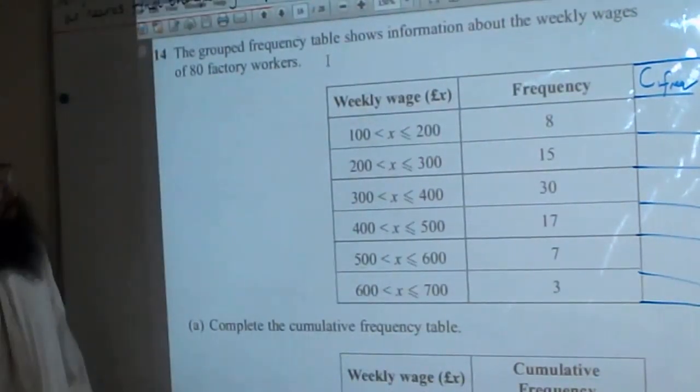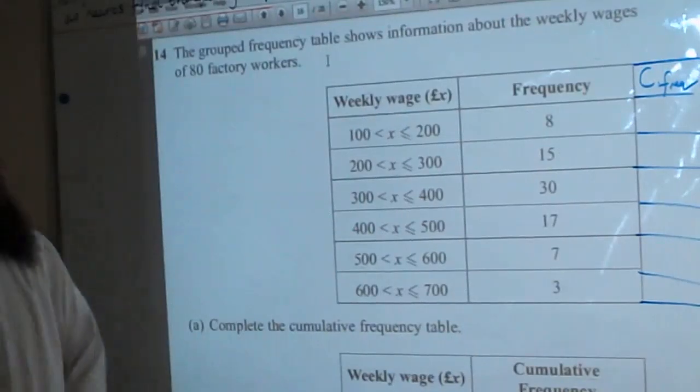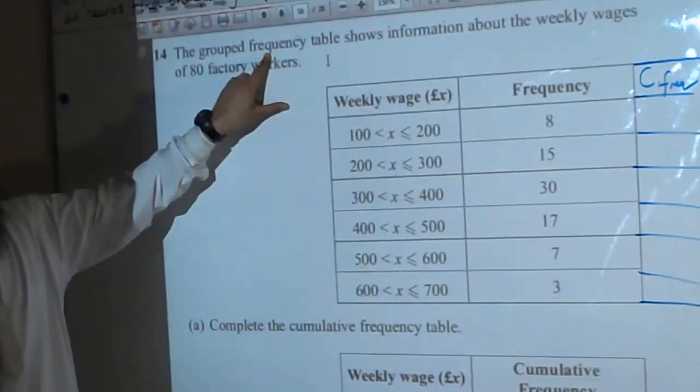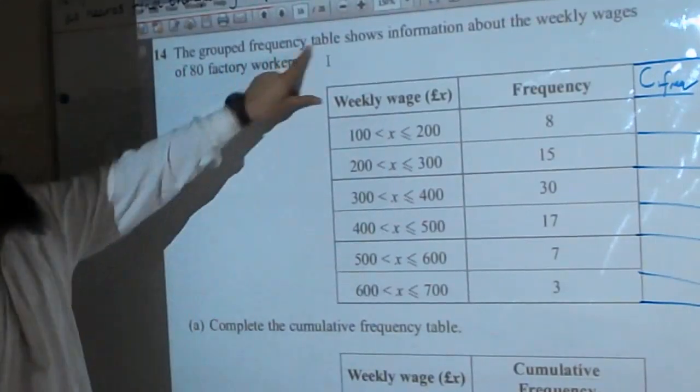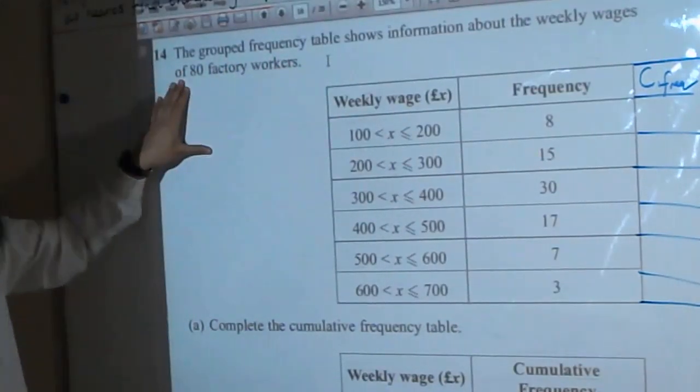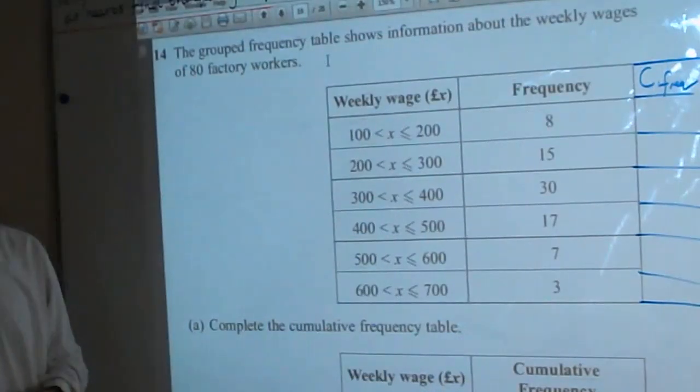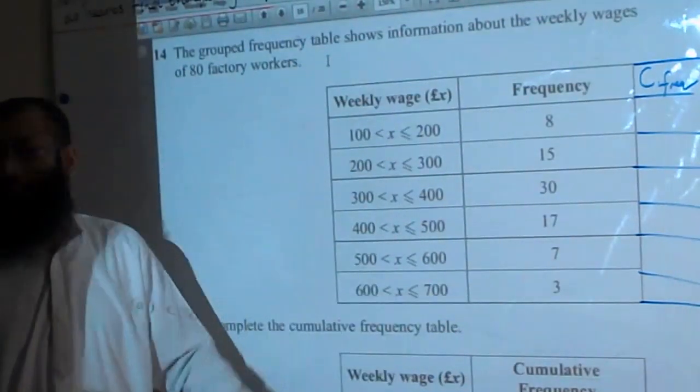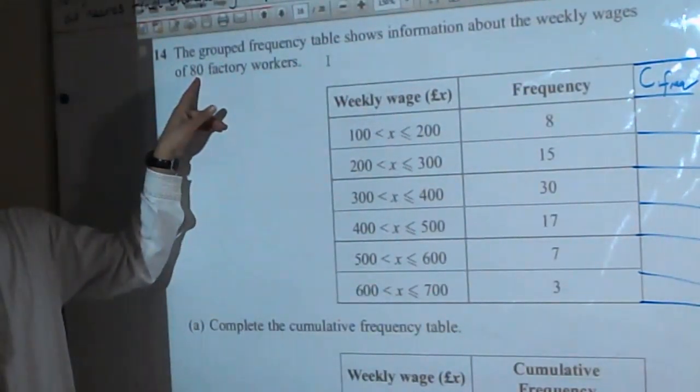Are you ready, folks? The group frequency table shows information about the weekly wages of 80 factory workers. So Umar, when I add all of them up, what should they add up to? Should add up to 80, yeah?